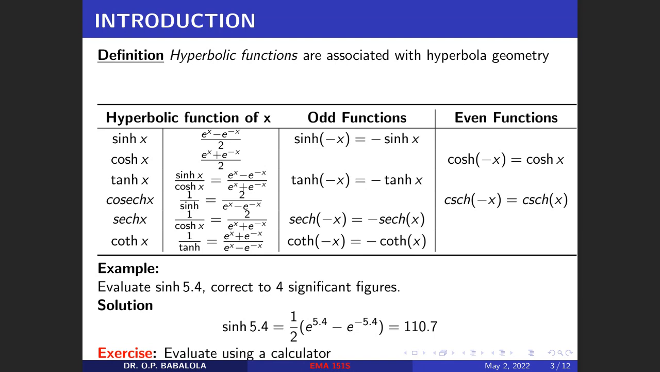For instance, in the case of cosh, cosh of minus x will still be equal to positive cosh x. And that applies to cosech. Okay, cosech is going to be the same. Negative x will be positive cosech x. But for others, they would be the negative of that hyperbolic function. All right. Now, let's solve this example which I was trying to show you initially.